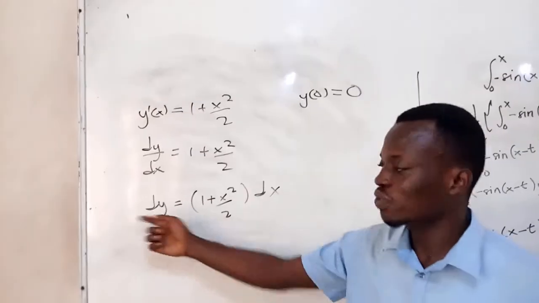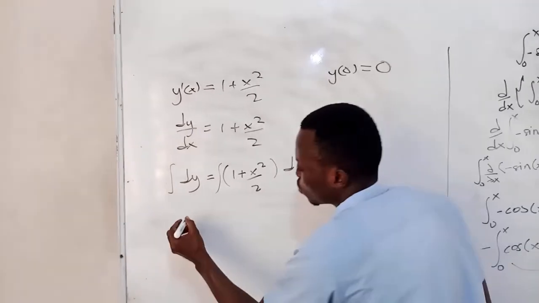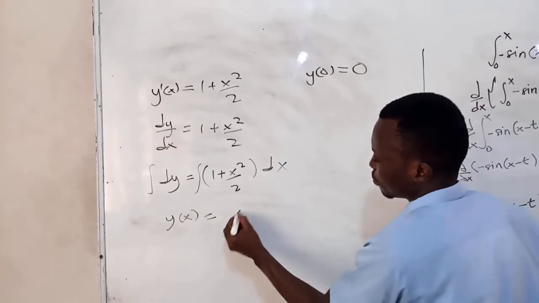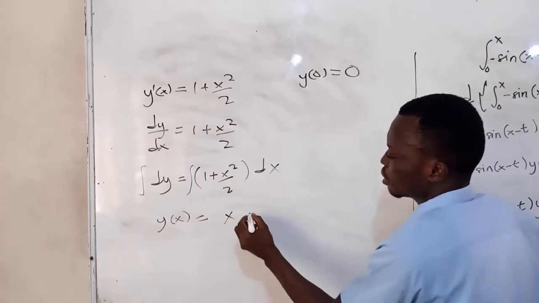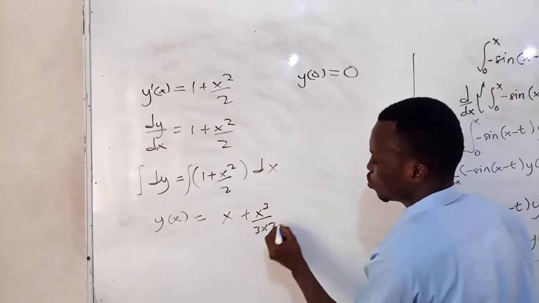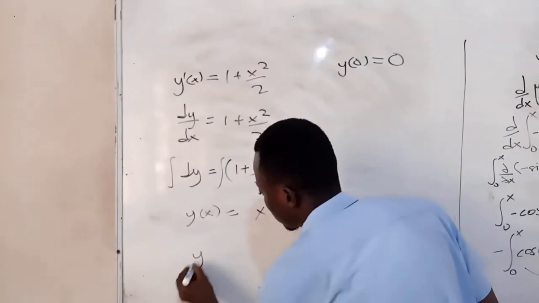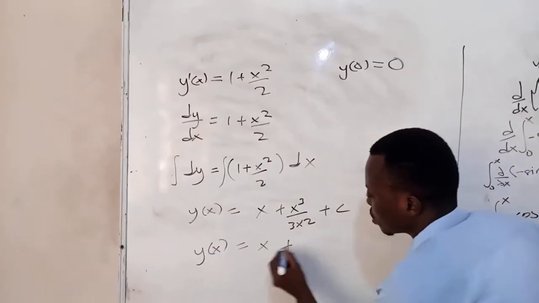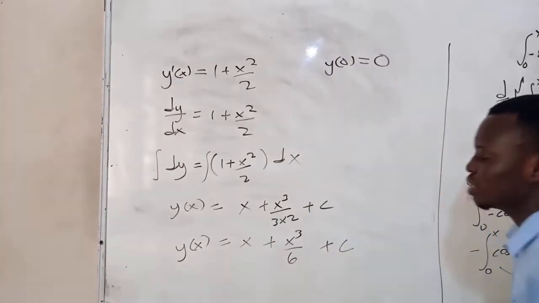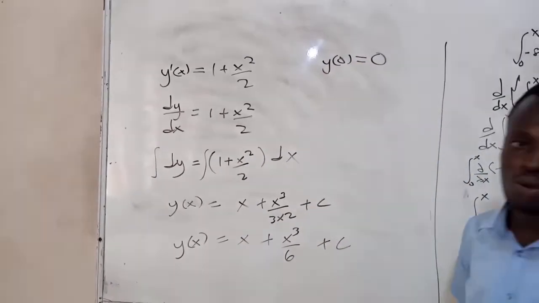Now let's integrate both sides of the equation. If you integrate this side, we are going to get y, which is the same as y of s, which is equal to, if you integrate this one, s. Integrate s squared, you are going to get plus s cubed divided by 3 times 2, plus your constant c. So our y of s becomes s plus s cubed divided by 6 plus c. So this is the general solution. To look for our particular solution, you need to insert our initial condition.